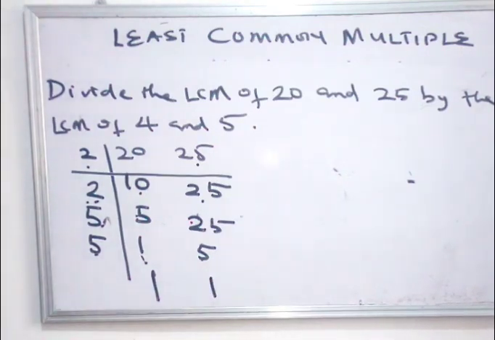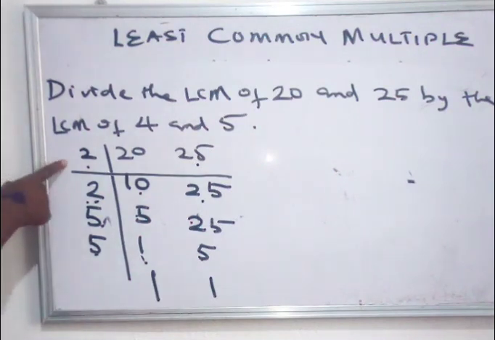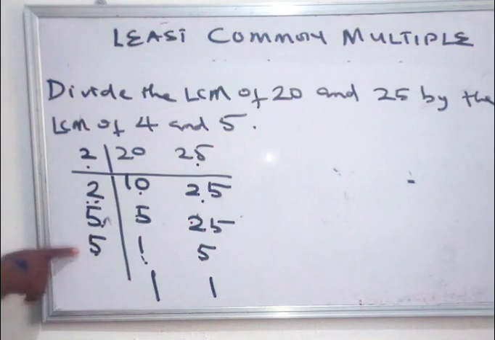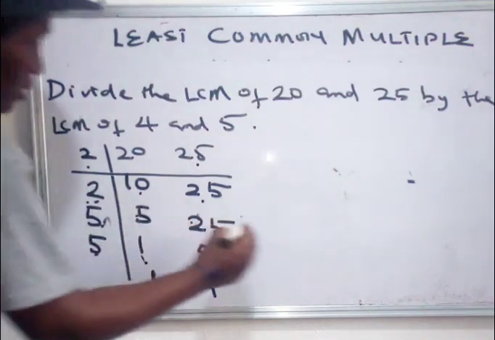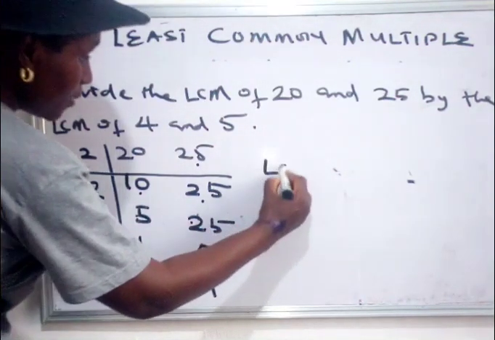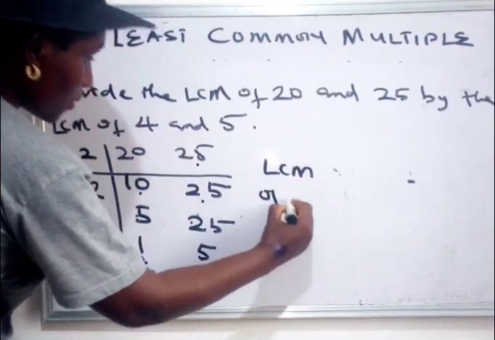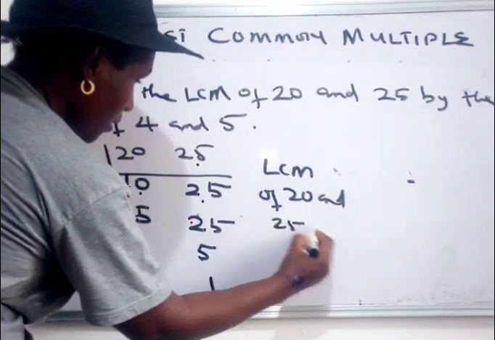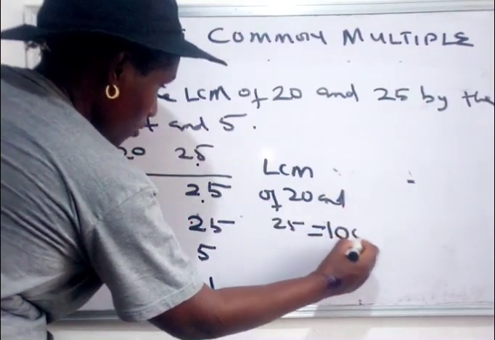Now how do we get the LCM using this method? We simply multiply the factors outside. We have 2 multiplied by 2, which gives us 4. Multiplied by 5 gives us 20. 20 multiplied by 5 gives us 100. So our LCM of 20 and 25 is equal to 100.